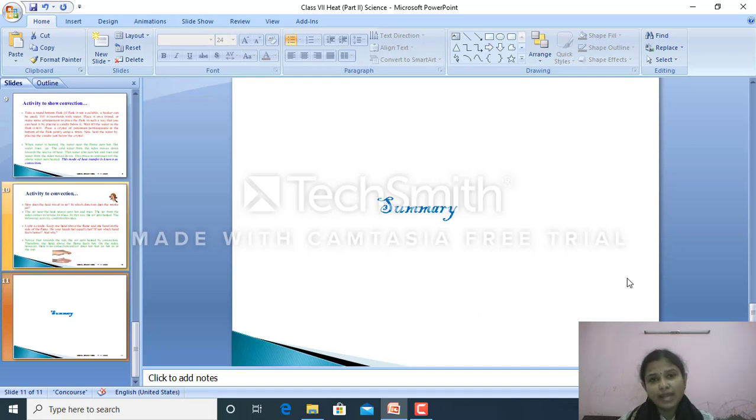Next is how convection takes place in gases. Again, it's very simple, children. Take a candle. One hand just above the candle, one hand at the side. The hand just above the candle flame gets heated, because the air just above the candle flame gets hot and rises up. But at the side, you will not feel that much hot. This is how convection takes place.